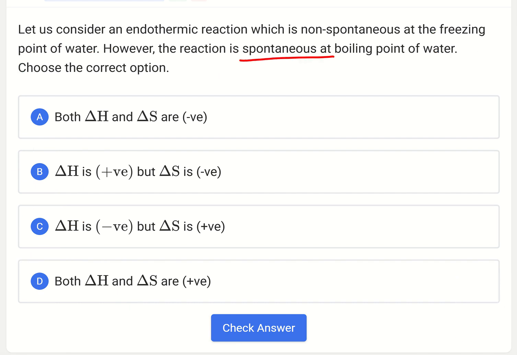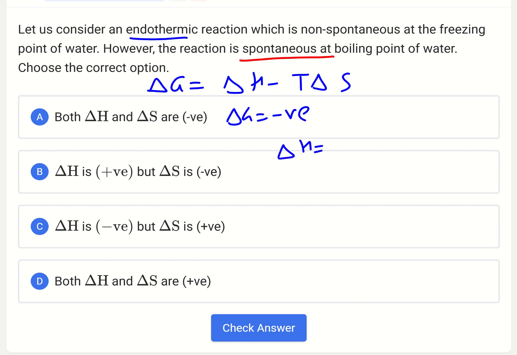You want to check the spontaneity. So can anybody tell me the spontaneity relation? Delta G is equal to delta H minus T delta S. That means delta G must be negative. Now it is endothermic, that means delta H is positive. And earlier the water was freezing, now the water is boiling, that means delta S is also positive.